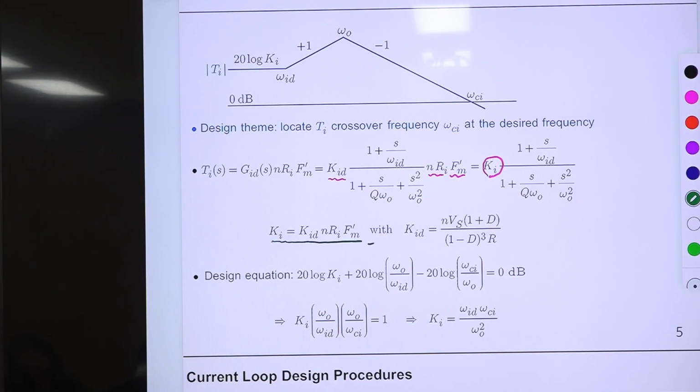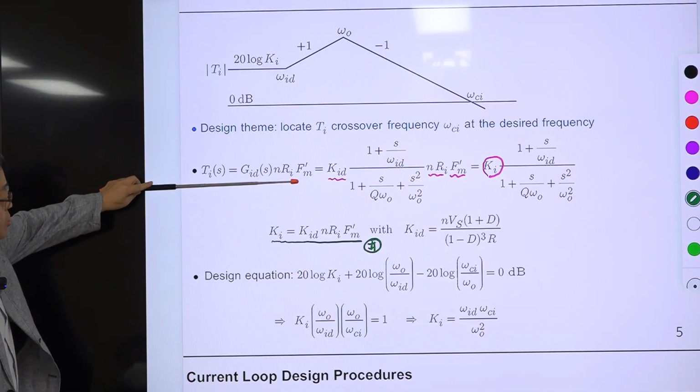You can derive this from the power stage model, and let me denote this as equation number 1. We'll be using this equation later. So this is equation number 1. So number 1 is here. Okay. So this is directly derived from the expression of Ti(s).